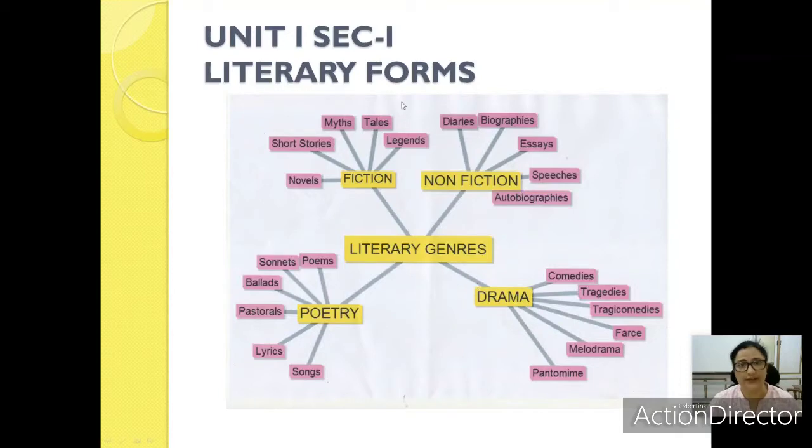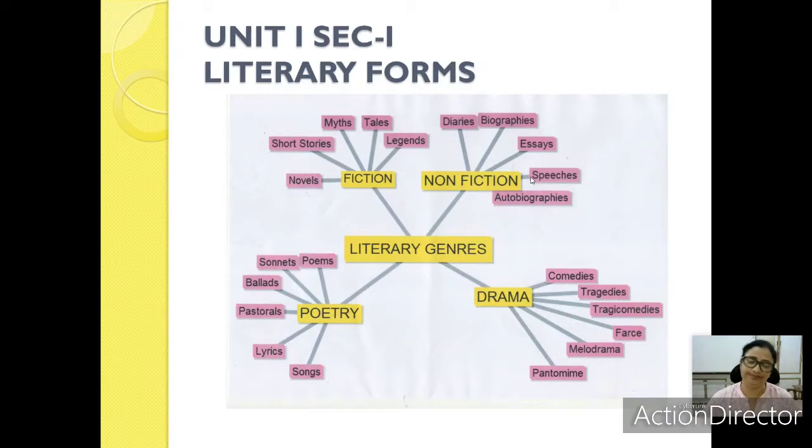Okay, the literary family tree, I repeat, literary forms are like the roots of the literary family tree. And the genres are like the branches, the main branches, from where comes poetry, drama, fiction, and non-fiction.